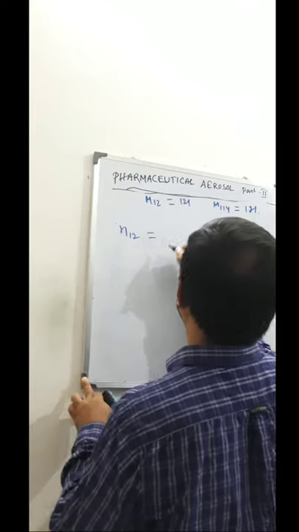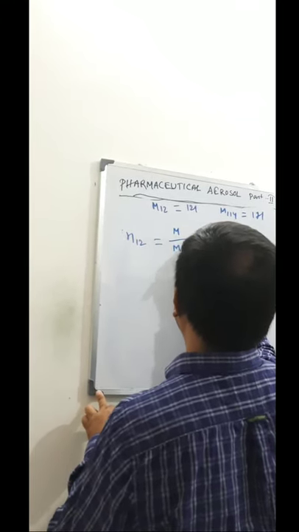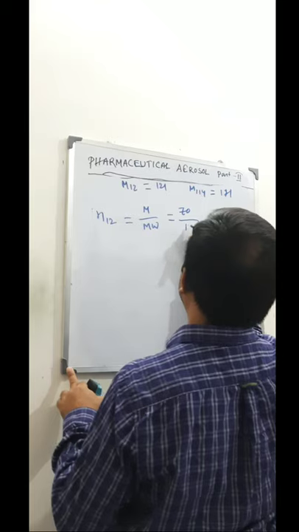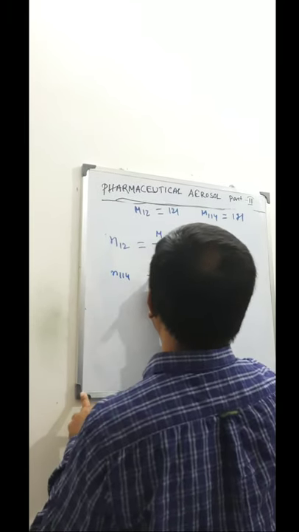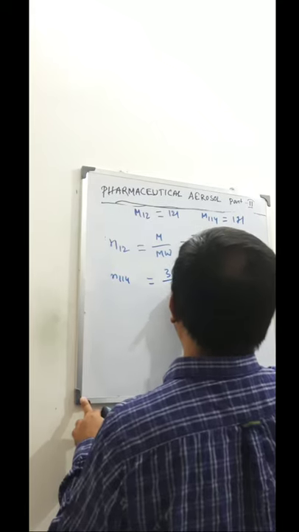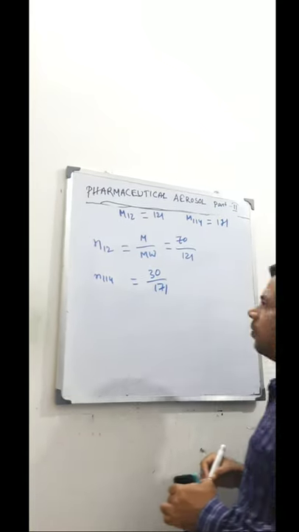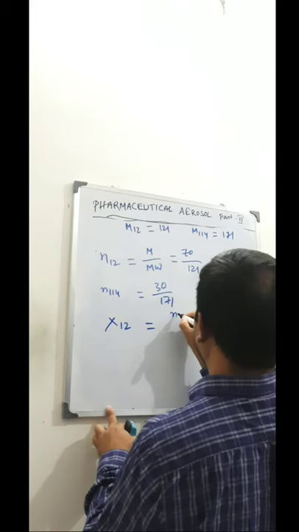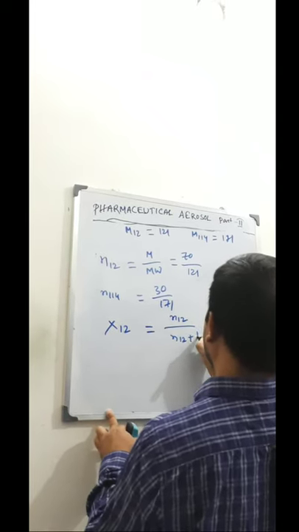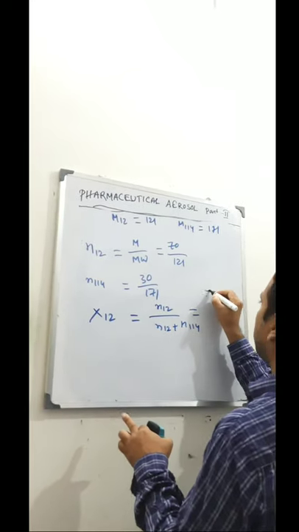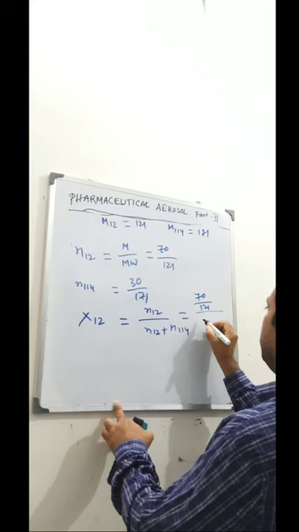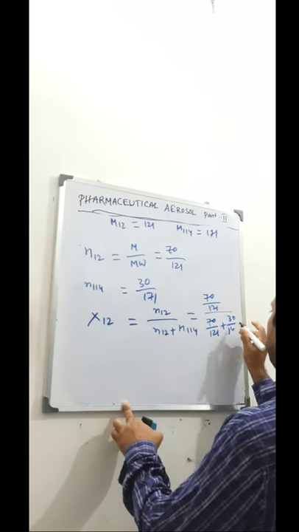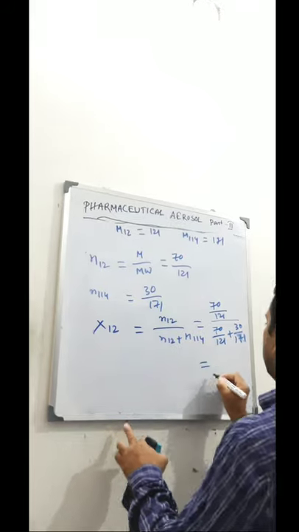Now we have to find the moles of each propellant. Therefore, N12 equals weight divided by molecular weight. The weight of propellant 12 was 70%, so that is 70 divided by 121. Similarly, N114 equals 30 divided by 171. Now the mole fraction, X12, equals N12 divided by N12 plus N114, that is 70 divided by 121 over 70 divided by 121 plus 30 divided by 171.